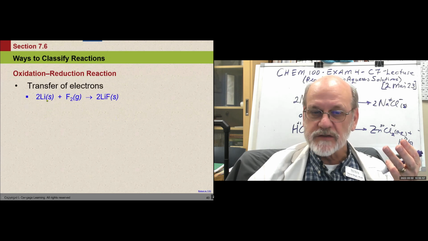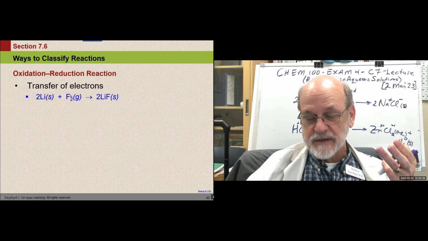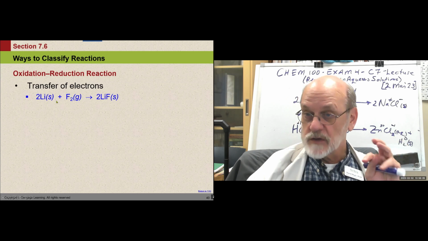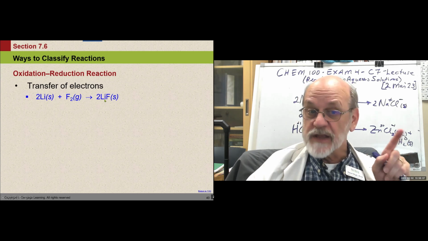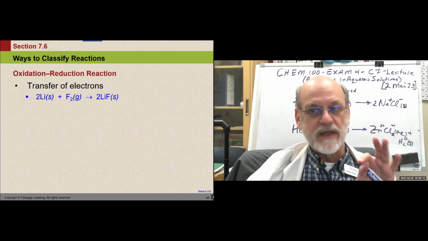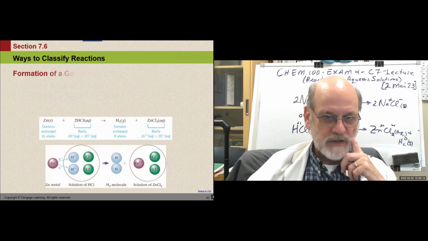Oxidation reduction reactions, right? So here we have zero charge, and here we have a +1 charge and a -1 charge. So we know that something has happened. Plus, these are elements. Now they're in a compound. That's a dead giveaway. That is always an oxidation reduction.